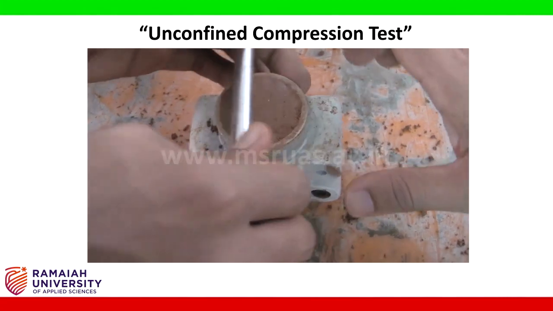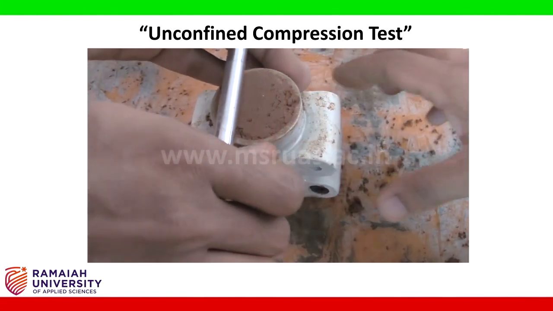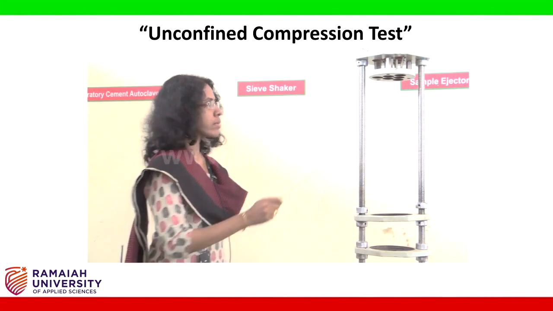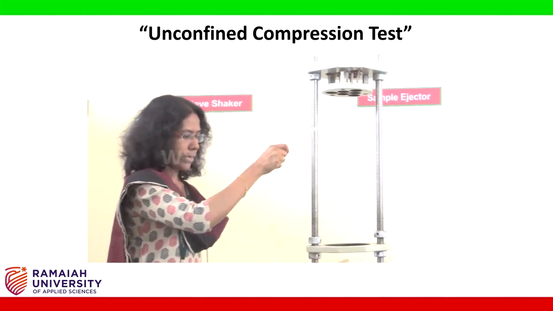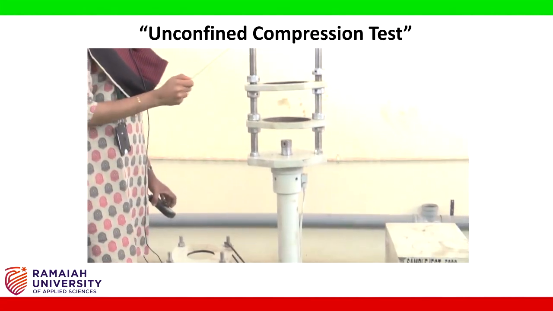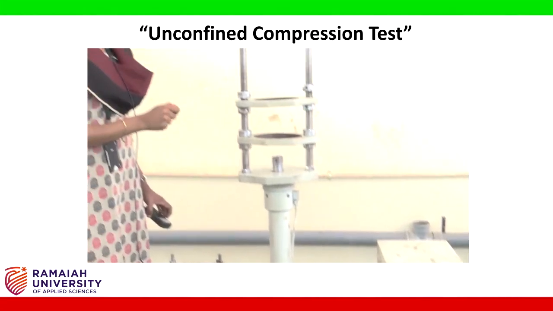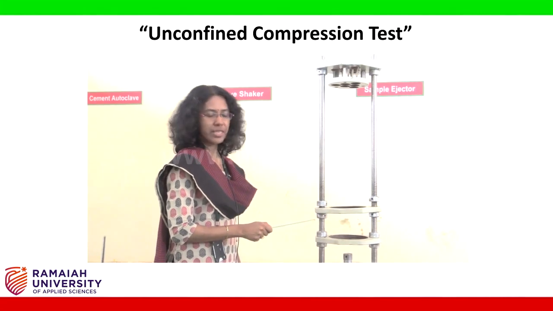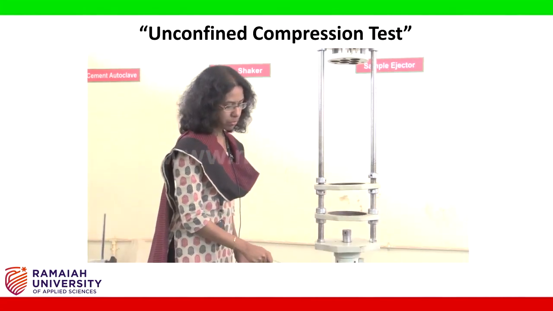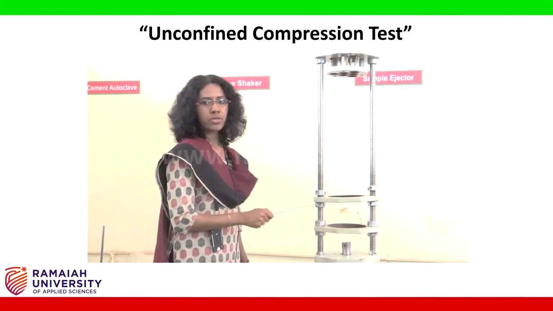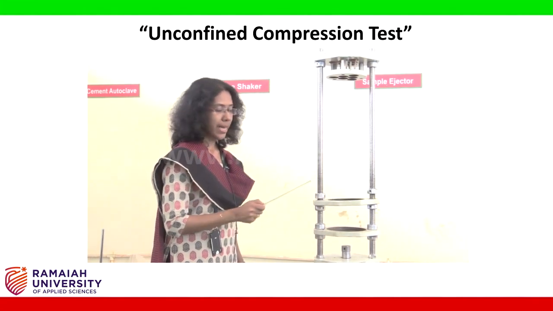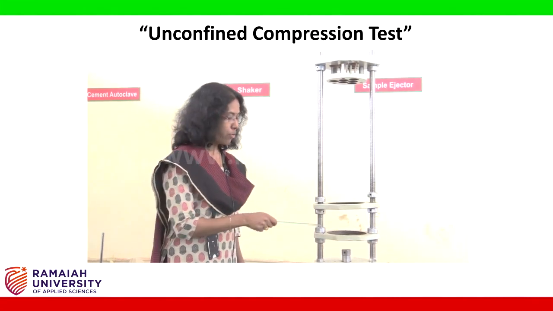After leveling it, we will eject the sample using a sample ejector. This is the sample ejector which is used to eject the sample from the mold. We have been using this for other experiments also for ejecting the sample from the mold. So now we will use this for ejecting the sample from the mold which we have formed now.